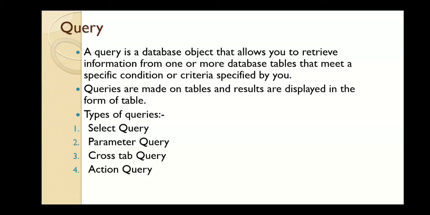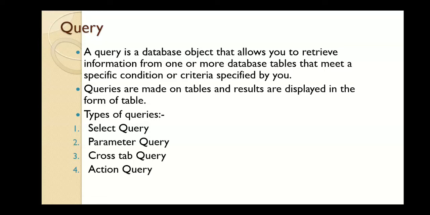A query is a database object that allows you to retrieve specific information from one or more database tables based on the criteria given by the user. In simple language, a query is a simple question that we ask of the database. In a relational database, we store the information in multiple tables, and using this feature, we can find the information from multiple tables.